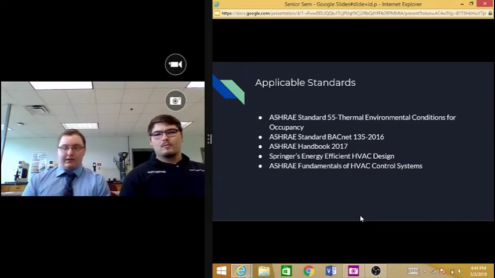How we do it? Applicable standards: we use ASHRAE Standard 55, which covers thermal environmental conditions for human occupancy, and ASHRAE Standard 135, BACnet. And some books we had, like the ASHRAE Handbook 2017, Springer's Energy Efficient HVAC Design, as well as ASHRAE Fundamentals of HVAC Control Systems.